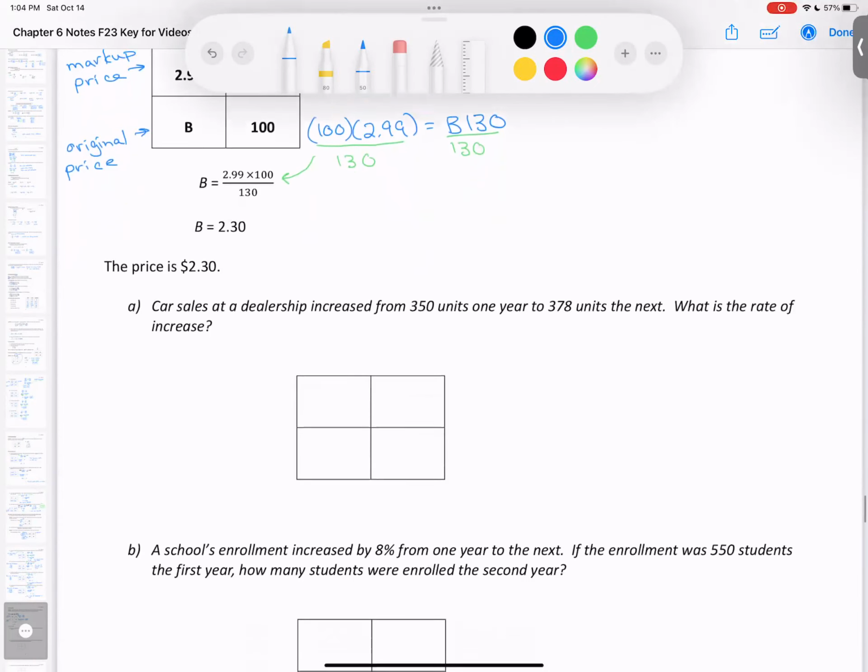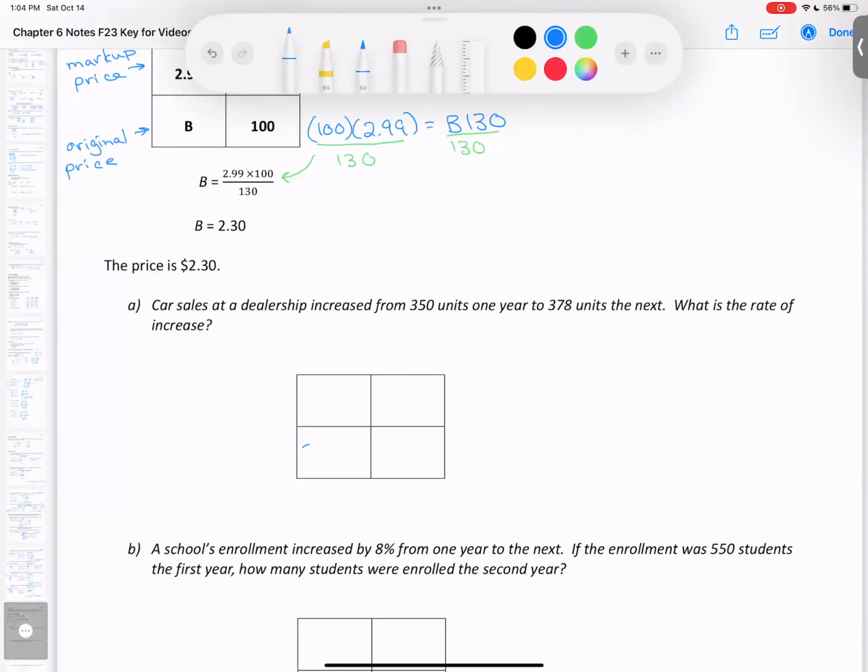Let's try some more. Car sales at a dealership increased from 350 units one year to 378 the next. So we've had an increase, and we want to know the rate of that increase. Our original base is 350, and our increase is 378. We now have 378. I guess there are two ways to do this actually. I'm going to do it this way.